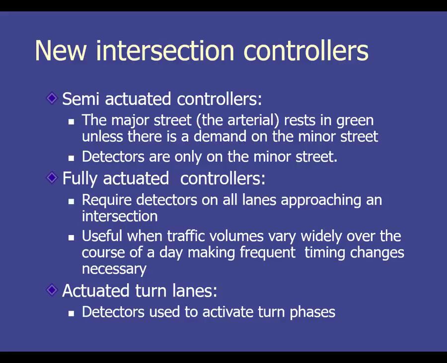So we have new intersection controllers. There are semi-actuated controllers where the major street, which we call the arterial, rests in green unless there's a demand on the minor street, and the detectors are only on the minor street. Or we have fully actuated controllers where the detectors are on all lanes approaching an intersection. And when the traffic volumes vary widely over the course of a day, we see lots of changes occurring based upon those detectors. We even have actuated turn lanes where detectors are used to actuate the turn phases.